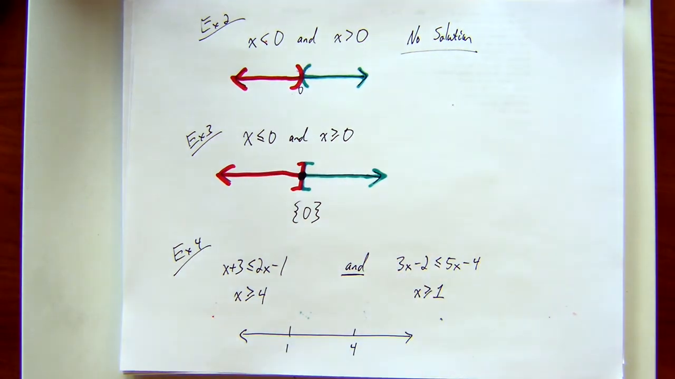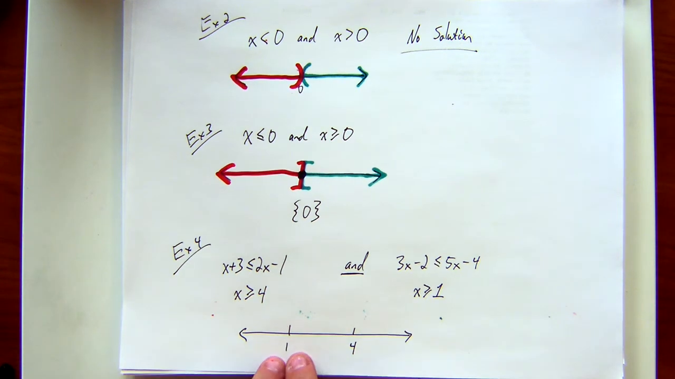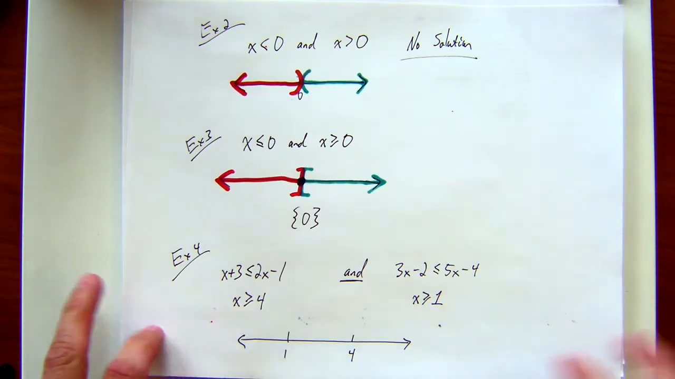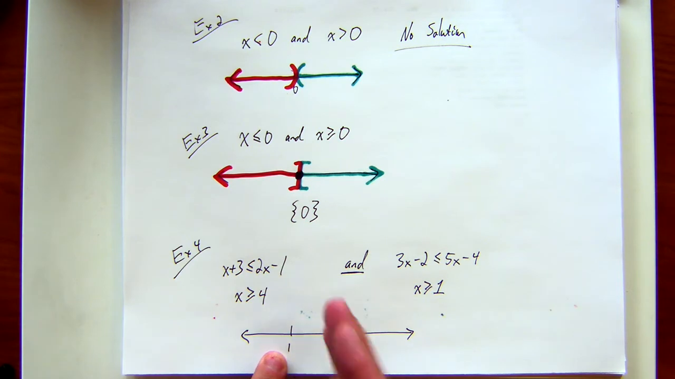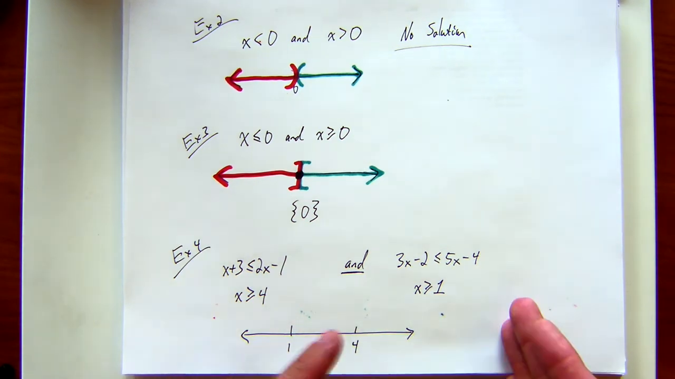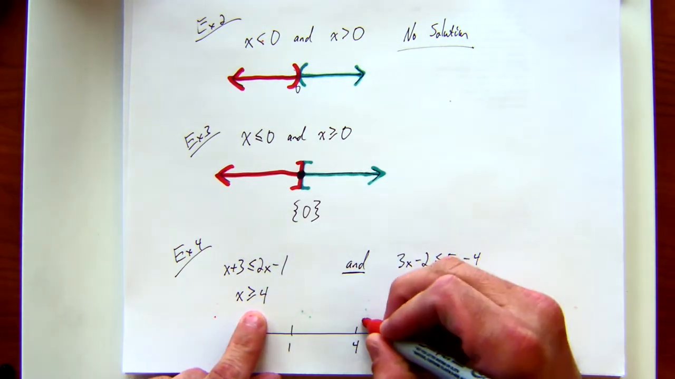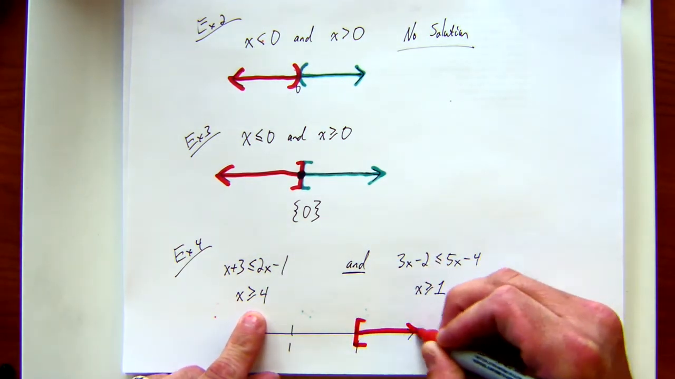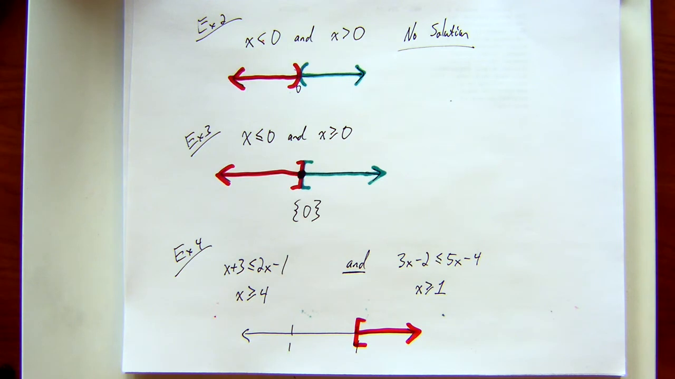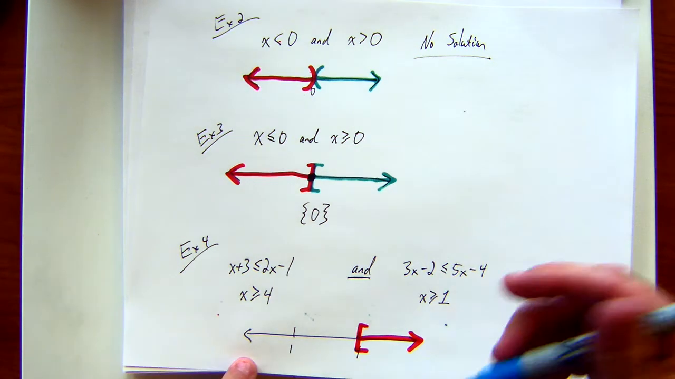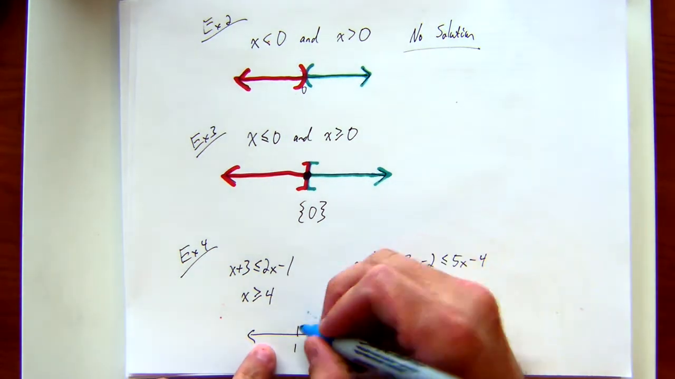Now it's important, remember, when you write numbers on your number line, you've got to keep them in the conventional order. The numbers get bigger going to the right and smaller going to the left. For this one, x is bigger than or equal to 4. For this one, x is greater than or equal to 1.